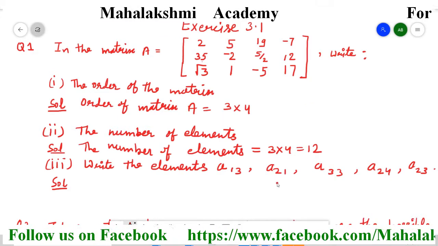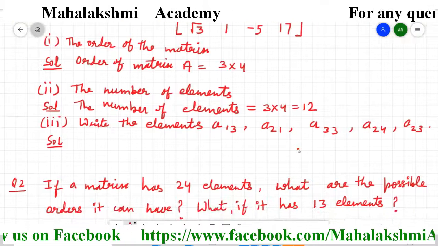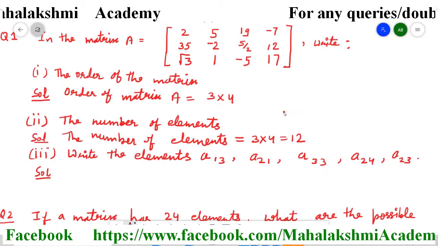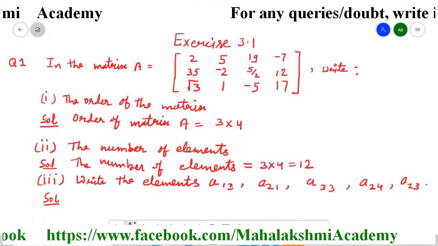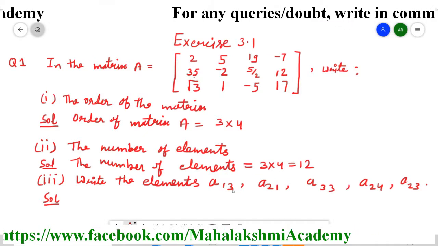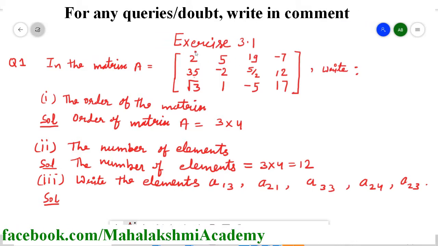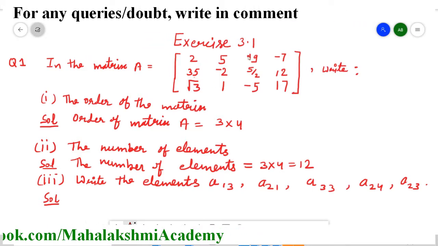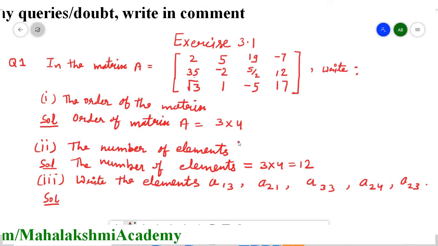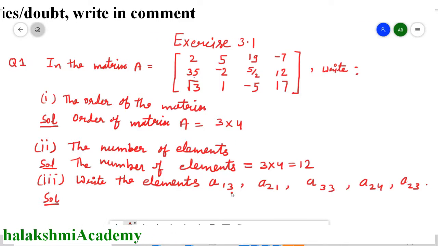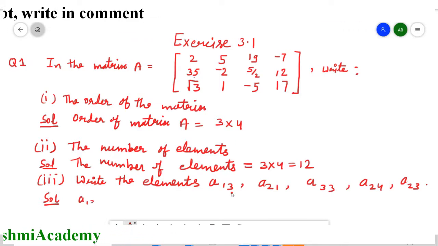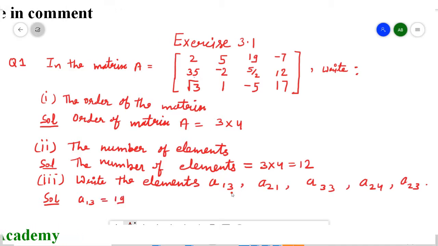Now write the elements. So we have to write here the element A13. A13 means, just see here, A13 is which element? 1 3 means first row, third column. So we will move to first row and third column. So first, second, third. So this is our A13 number. A13 is 19.